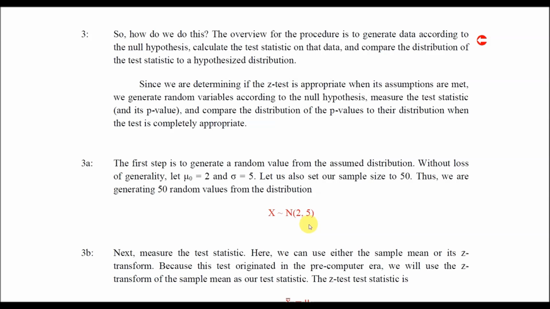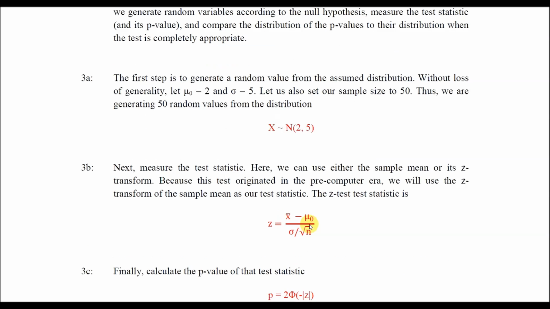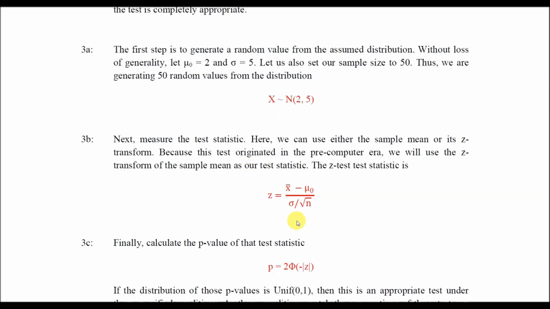Now let's measure the test statistic on that, and that's going to be the z test statistic. From class we know this is one way of representing it. I believe in class the denominator is always the square root of sigma squared over n, which is mathematically equivalent to sigma over the square root of n. In this case, mu naught is equal to 2, sigma is equal to 5, n is equal to 50. We know all those numbers. X bar is just the average of that sample of 50 values, so we can always calculate z.